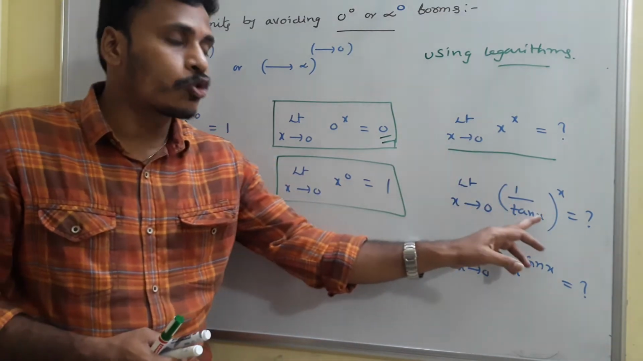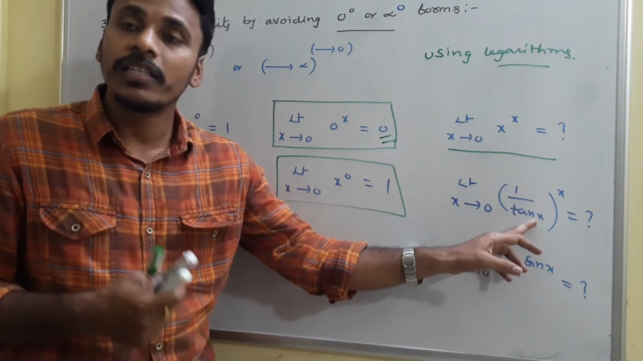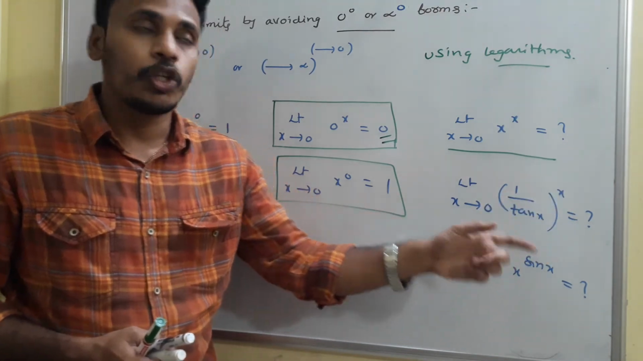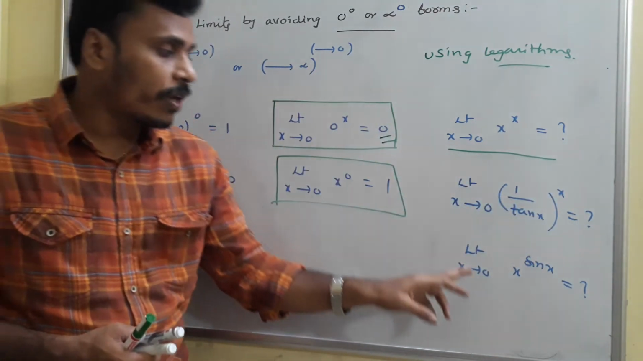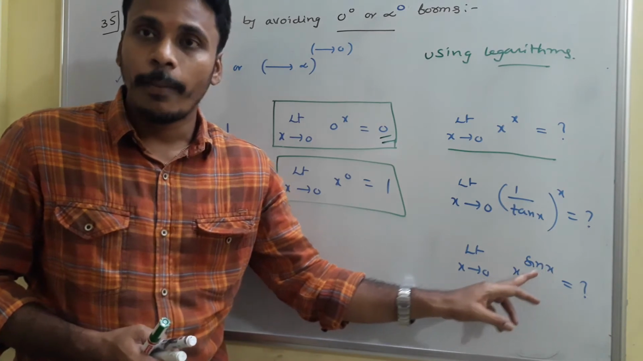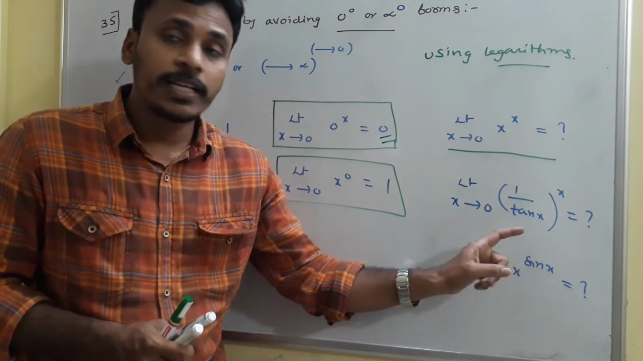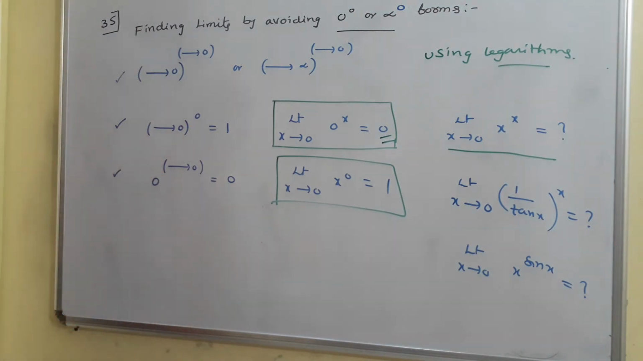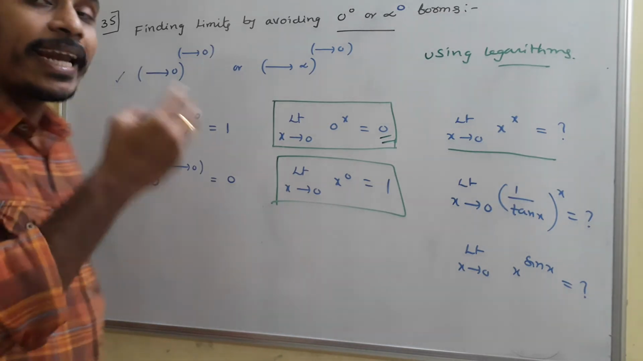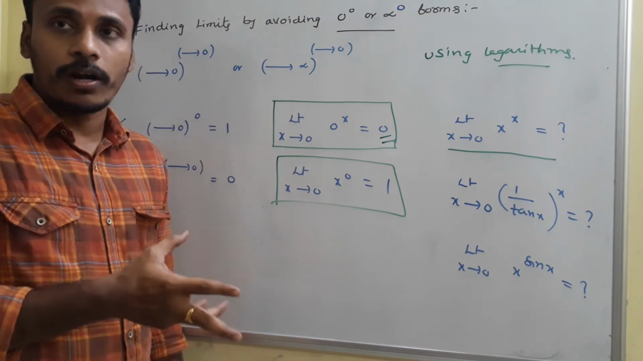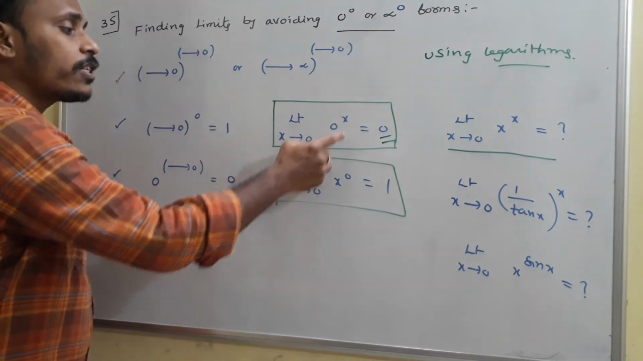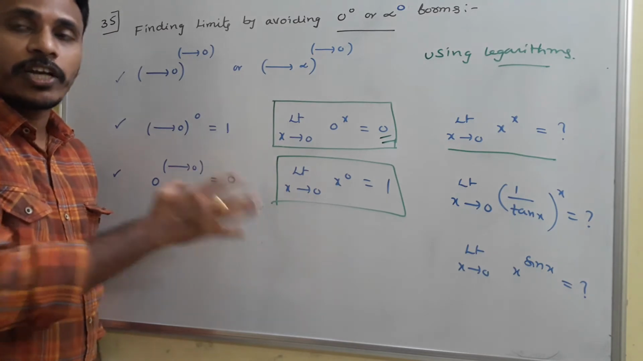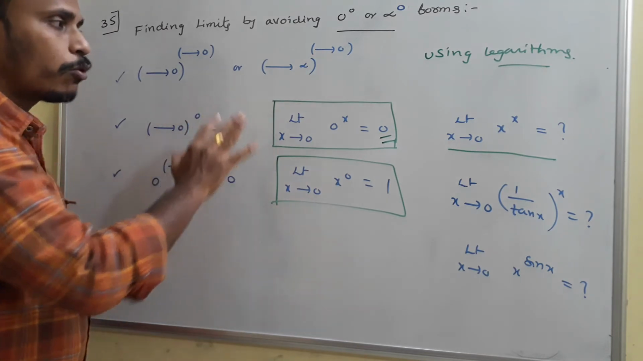Likewise, see, limit x tends to 0, (1 by tan x) to the power x. When you directly substitute x with 0, this base is tending to infinity, power is 0, just like this format. In the same way, limit x tends to 0, x power sin x. Base is tending to 0, power is also tending to 0. So once again I will explain at the end. If both power and the base are changing, if both are tending to zero, then it directly results in an indeterminate form, and to avoid it use logarithms. Otherwise, if only one thing is fixed and one thing is changing, then there is a chance to give you the answer.